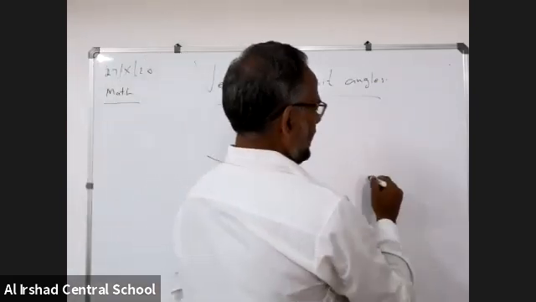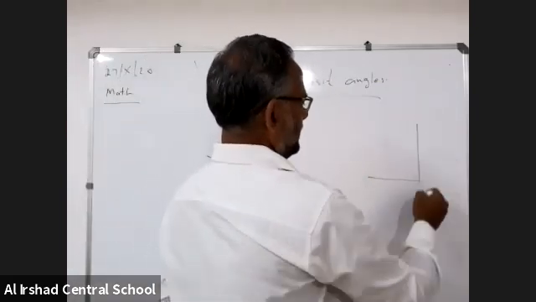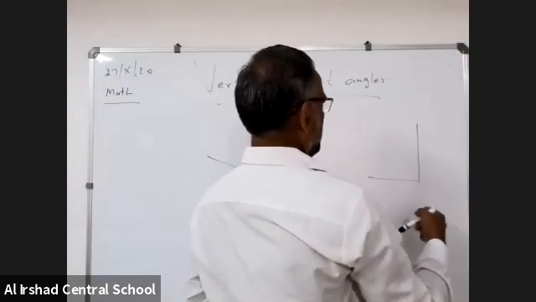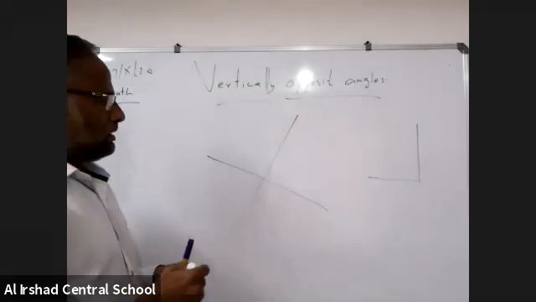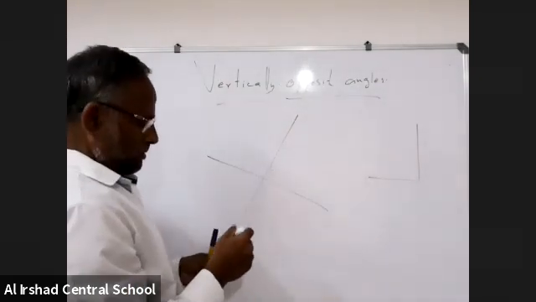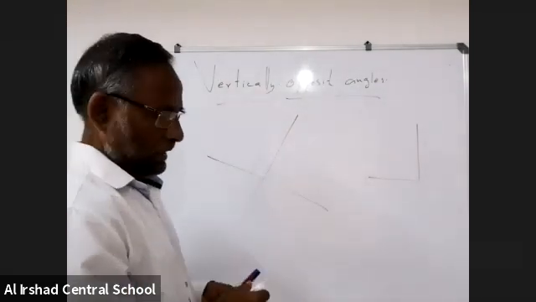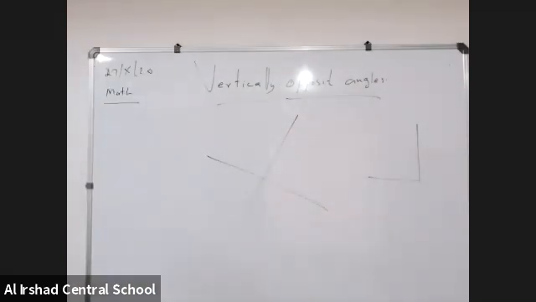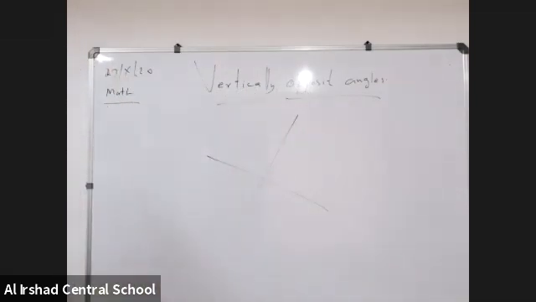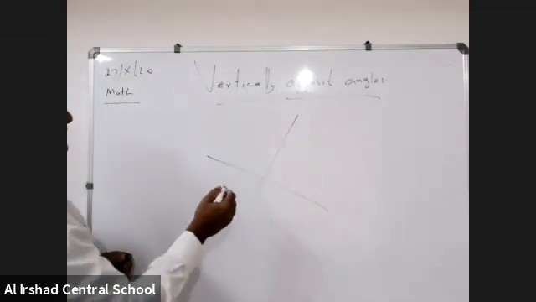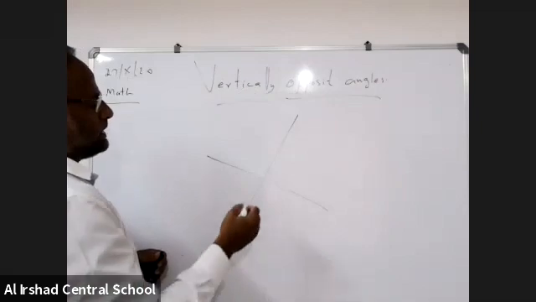You know the horizontal line, this one. This is a vertical line here, 90 degrees. But it is different here, for vertically opposite angles. Don't think it is 90 degrees now. When two line segments intersect, all of you mark and draw this figure for vertically opposite angles.